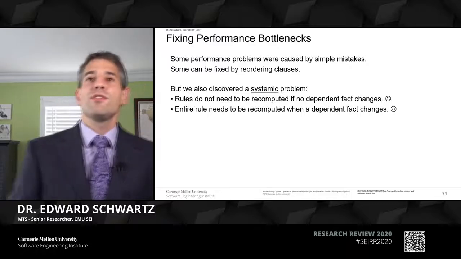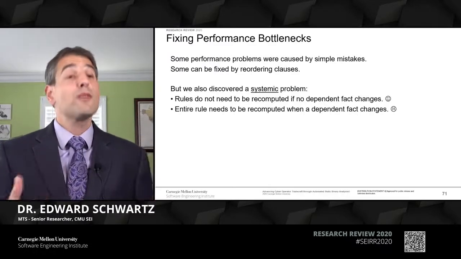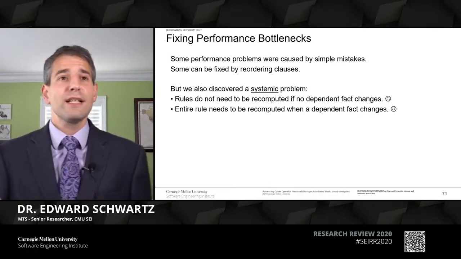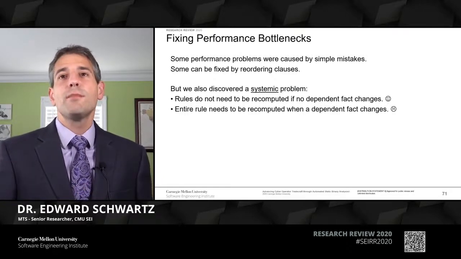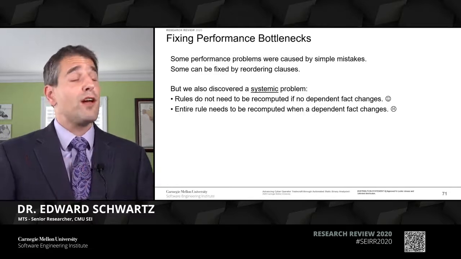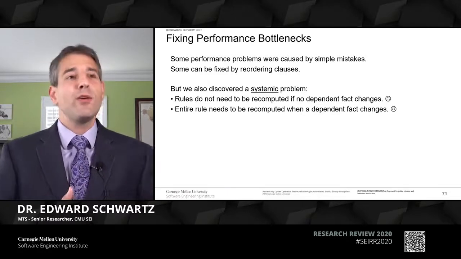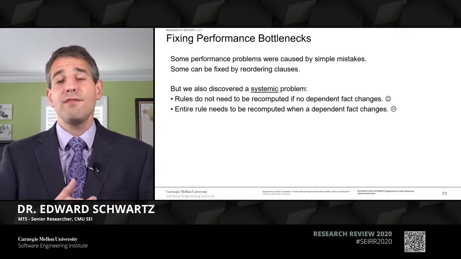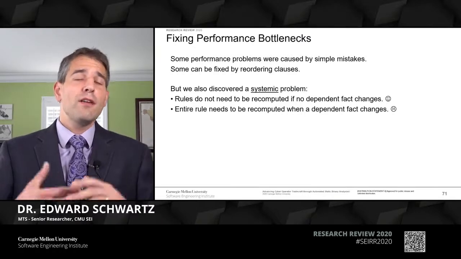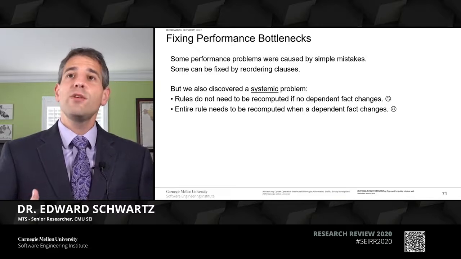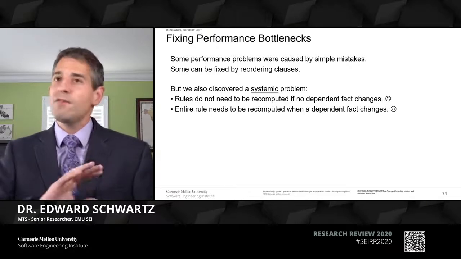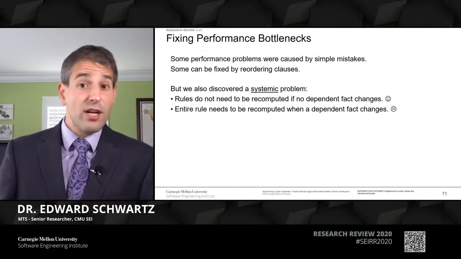We also found a more systemic problem. So remember, I told you that because of incremental tabling, if no dependent facts changed, we didn't need to recompute a rule, and that saves us a lot of time. But what I didn't tell you was what happened if one of the dependent facts did change. And the problem is that we actually have to recompute the entire rule, including instantiations of that rule that have nothing to do with the fact that actually changed.